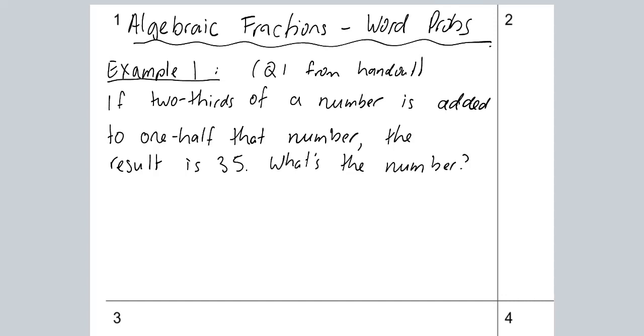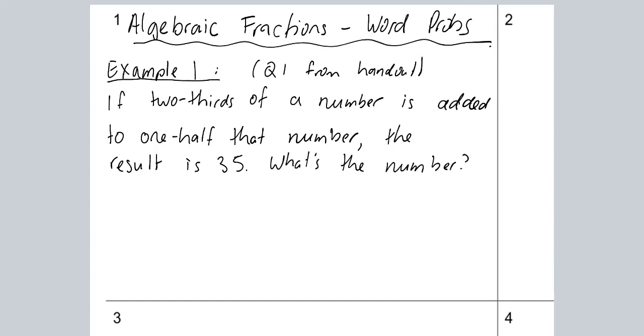So if 2/3 of a number is added to 1/2 that number, the result is 35. What's the number? So the first thing you need to do is set a variable to the unknown. I tend to use x as often as I can because it's just convenient, really. But you could call it n for the number or something like that. But I'm just going to use x.